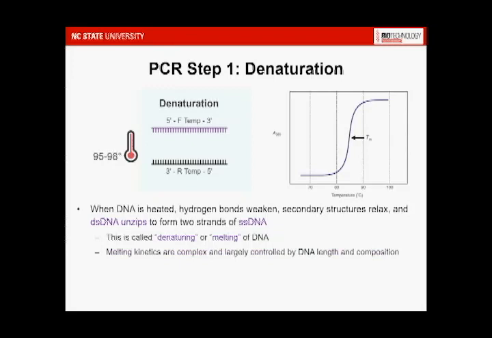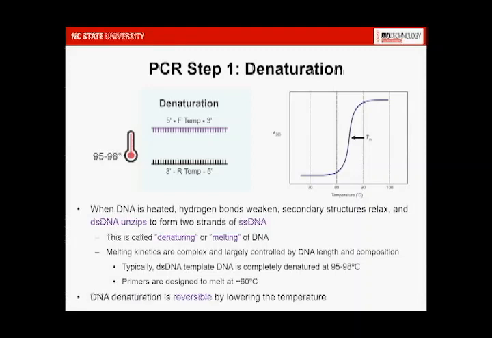The kinetics of denaturation and melting are actually quite complex and are largely controlled by DNA length and composition. Typically, template DNA denatures at about 95 to 98 degrees. In contrast, primers are designed to melt at about 60 degrees.